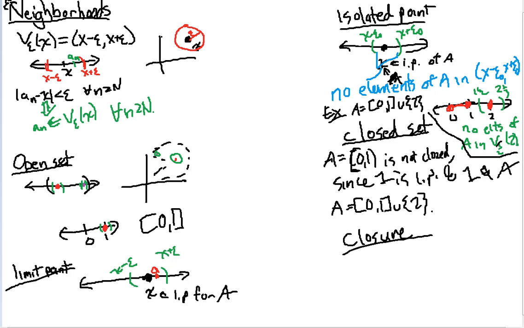So finally, the closure of the set A: you just take A and throw in its limit points. So the closure of the open interval 0, 1 right here would be A closure is equal to the closed interval 0, 1.